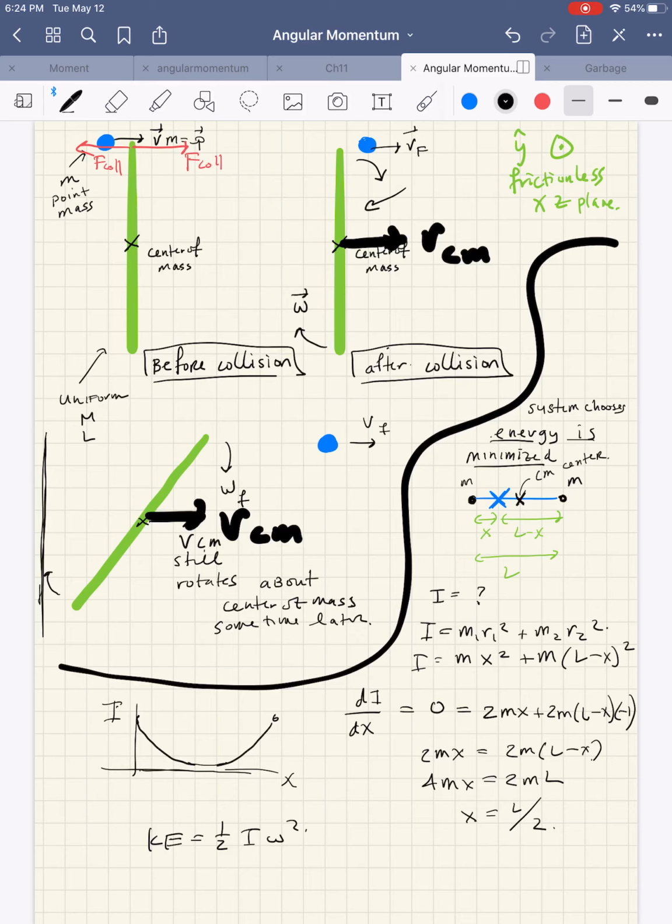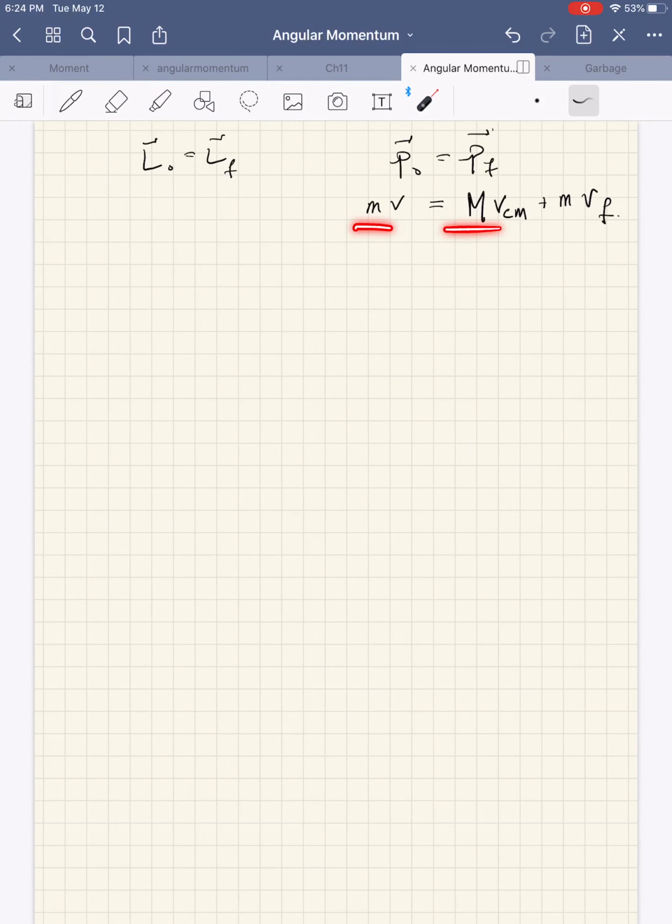This rod has a mass of big M and length L. After the collision, it's moving, so like a point mass, because it's linear momentum I'm concerned with right now, M times V center of mass. After the collision, that little mass is moving with some V final that I don't know. And before the collision, I just have M times V. Everything is in the X direction, and I've accounted for everything here so I could get one equation.